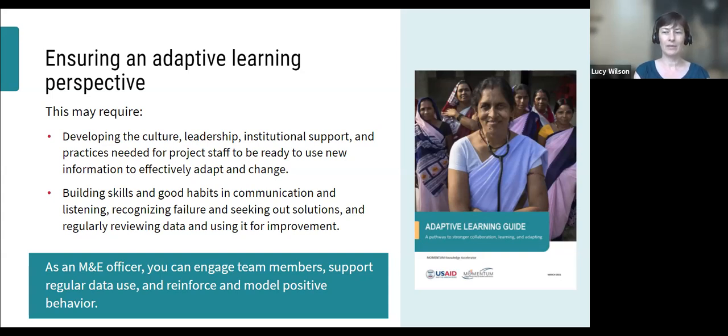And you may be thinking, but I'm not the project director or the manager, but here are some ideas for those of you who are M&E officers, including engaging with the team members, supporting regular data use, and reinforcing and modeling positive adaptive learning behaviors. More ideas about ensuring an adaptive learning perspective can be found in the MKA Adaptive Learning Guide. The link is also in the chat.